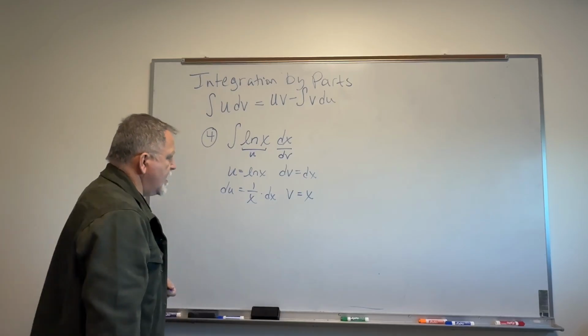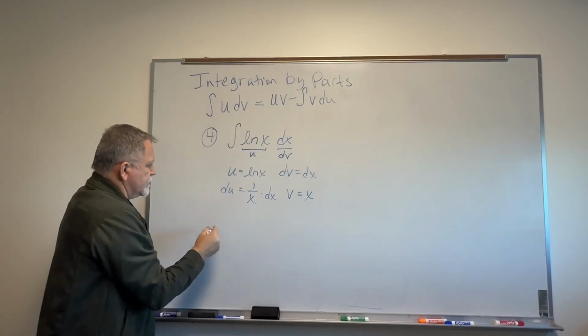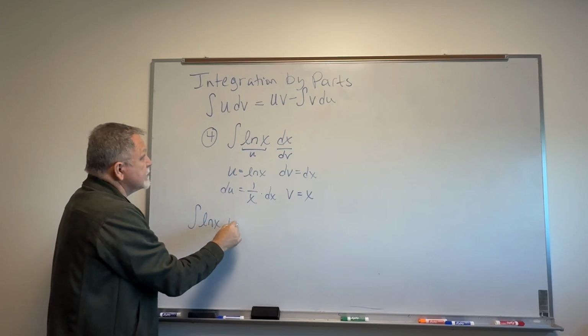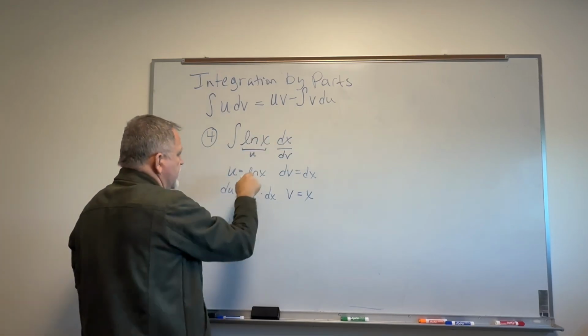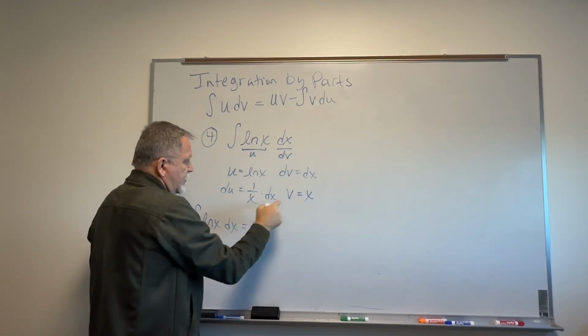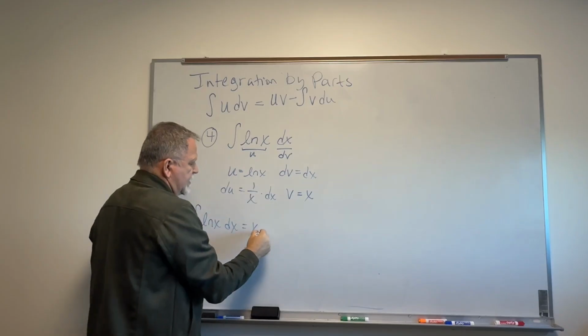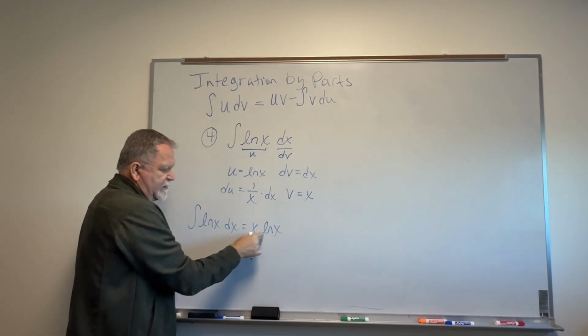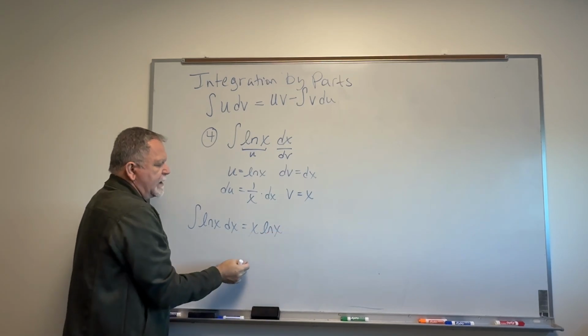All right, so now what? Well, we plug it in here. So we've got the integral of ln of x dx is equal to u times v. So there's my v, so there's my u. So x times the natural log of x. I did it reversed so that the x's weren't stacked up back here in the back.